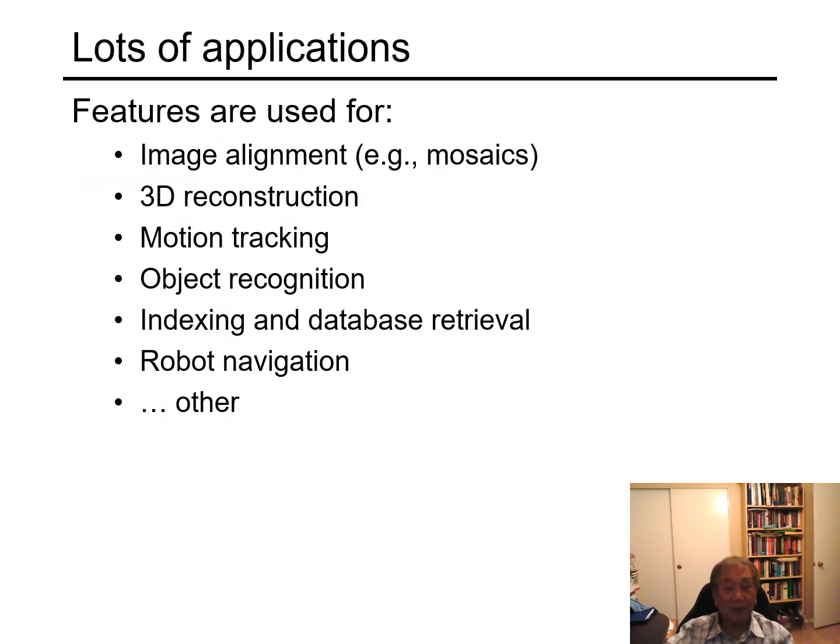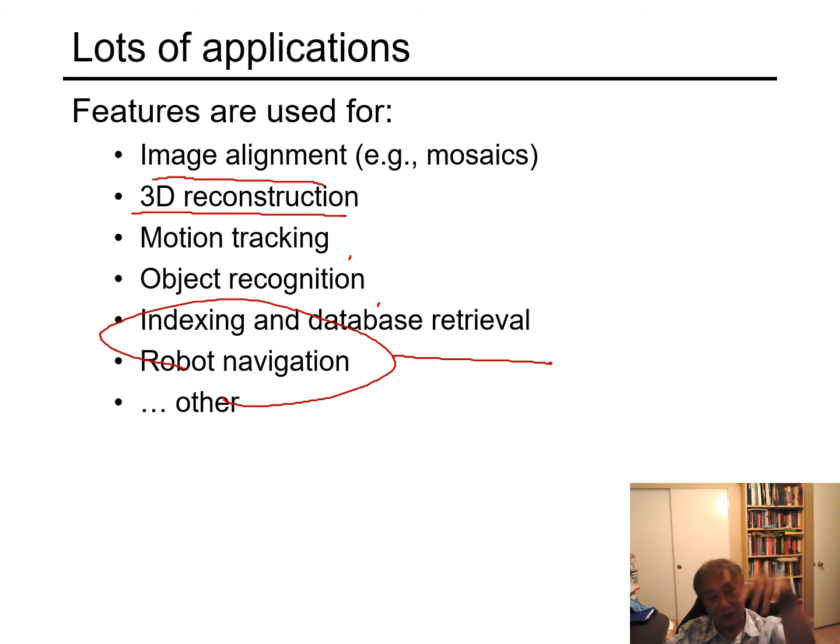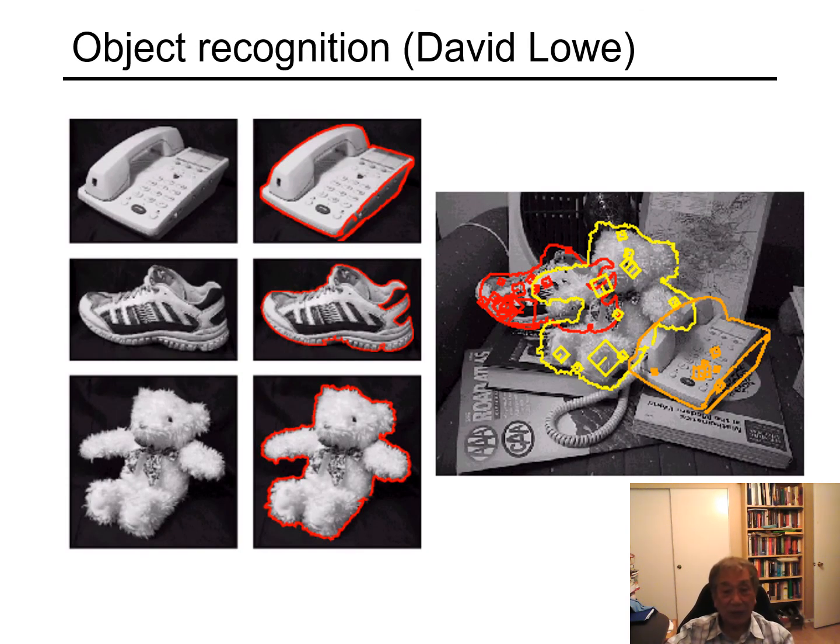And there are a lot of applications being used. We already talked about image aligning and three-dimensional construction, tracking, object recognition, and the database and robot navigation. We already said this as an application for feature detection. So the whole point is that we have to find out where is the thing that is interesting or important enough to identify. Okay, that's all.